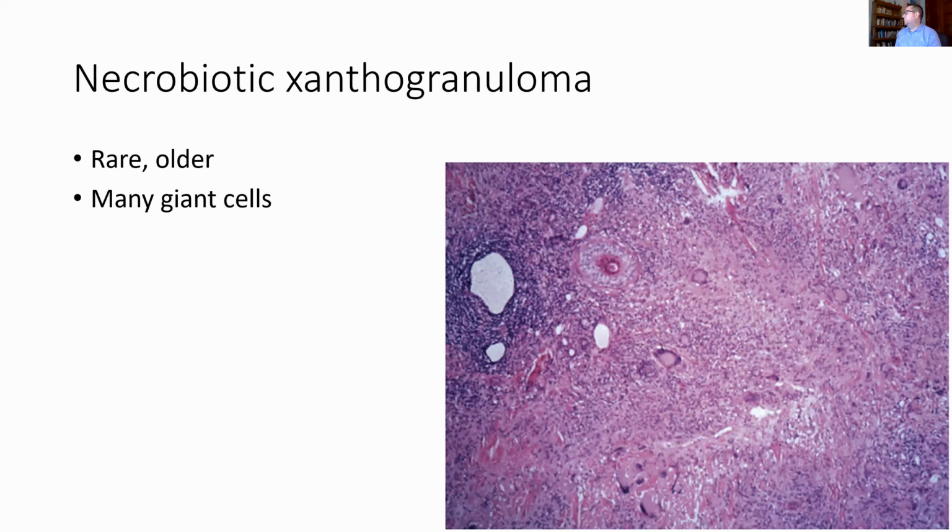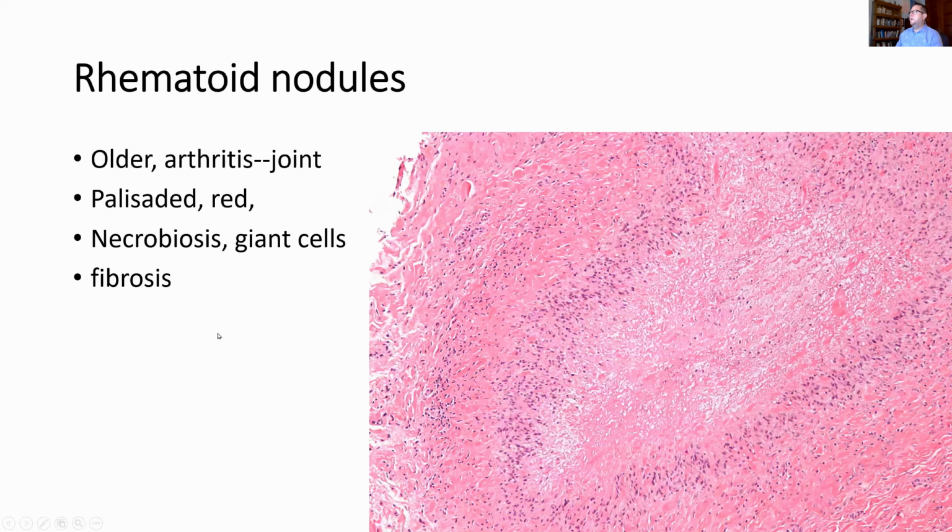Necrobiotic xanthogranuloma, I'm just going to mention it. I have not actually seen cases of this, but it just has, once again, foamy giant cells. You can see them here, and degenerated. So it's degenerated areas with debris, and then the foamy giant cells. It's in older patients, very rare, has many giant cells. I've got to say, I don't have experience seeing this.